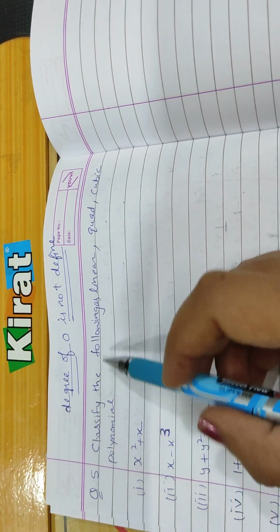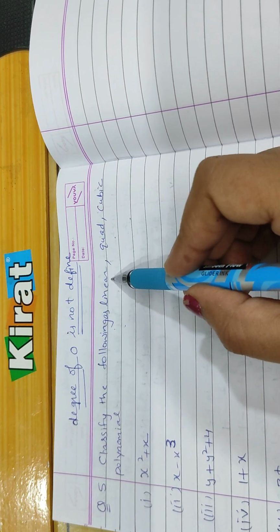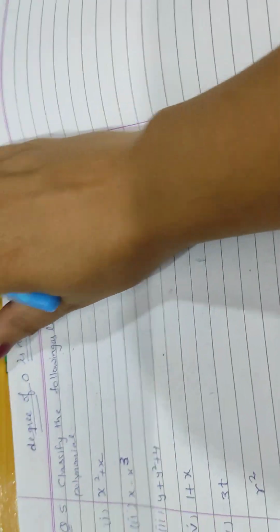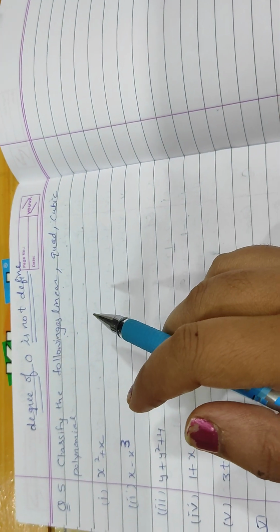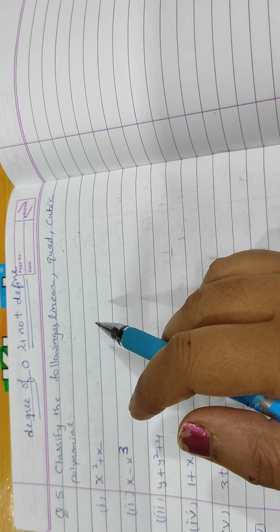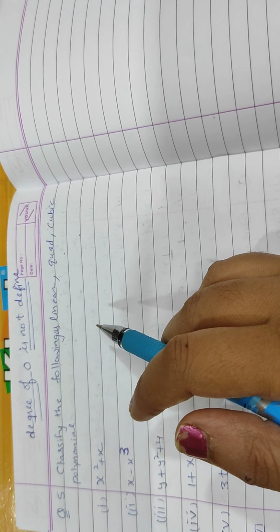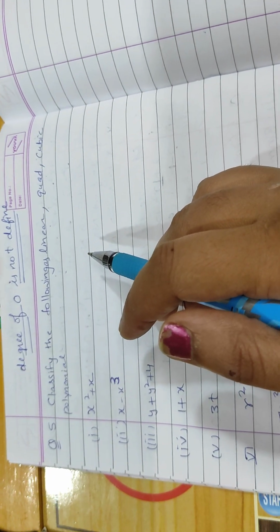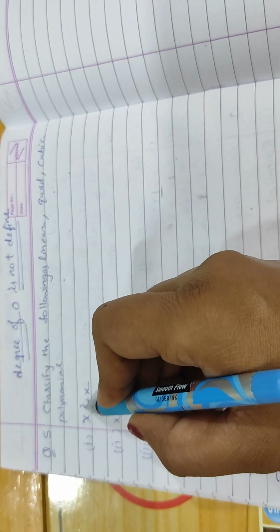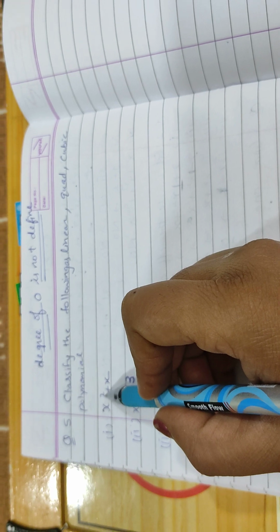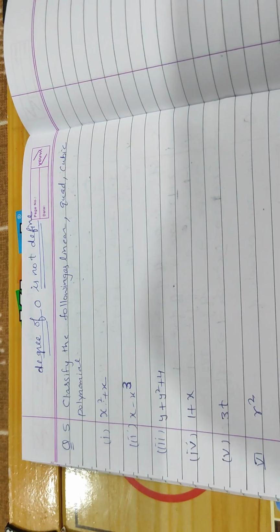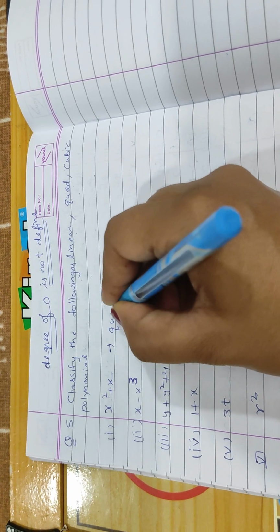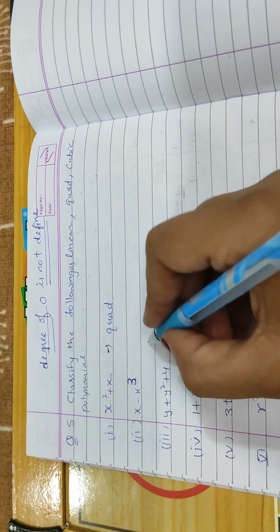Now we have to classify the following as linear, quadratic and cubic polynomials. Whose degree is 1, that is called linear. Whose degree is 2, that is called quadratic. And whose degree is 3, that is called cubic. So here the highest power is 2. It means the degree is 2, so it is called a quadratic polynomial.